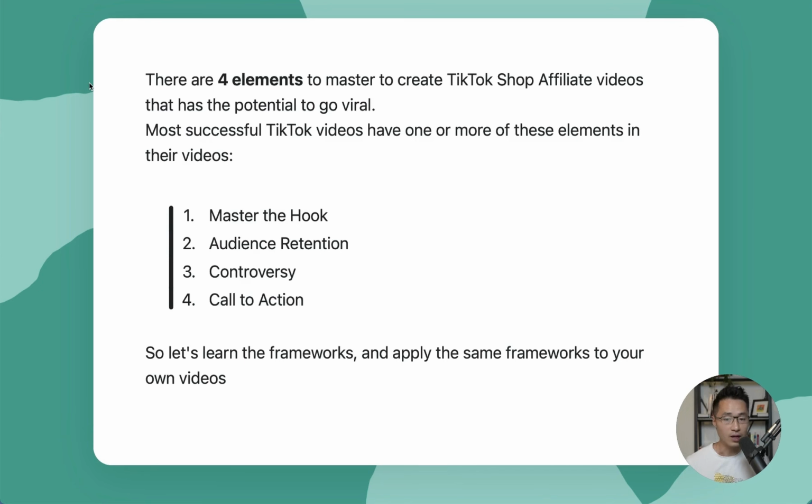Here are the 4 elements that you can master to create TikTok Shop videos that have the potential to go viral. When you look at the most successful TikTok videos, they almost always have one or more of these elements inside of their videos. The first one is to master the hook. They always have a strong hook to capture the audience's attention. The next one is audience retention. They try to retain the viewer's attention for as long as possible. And then we have controversy. Controversy is effective because it encourages the viewers to engage with the video. And lastly, we have call to action. Most of these successful videos have a very strong call to action to direct the viewers on how to purchase the product. So next we are going to break down each one of these elements, learn the frameworks, and then apply the same frameworks into our own videos.